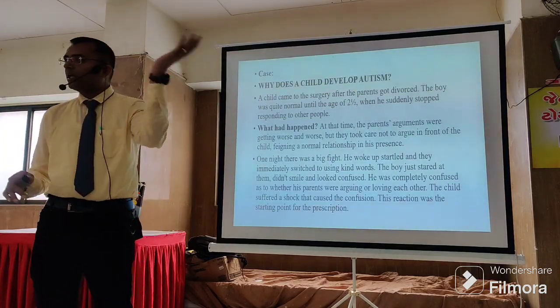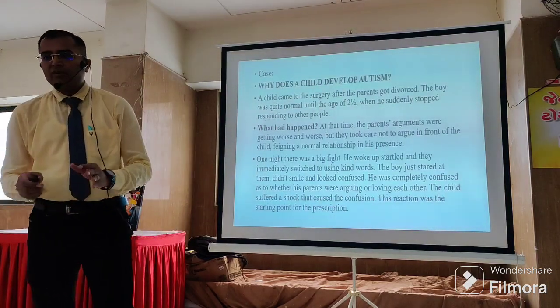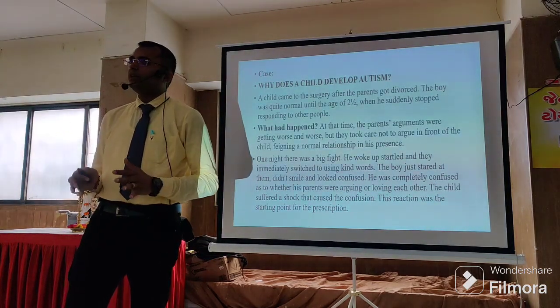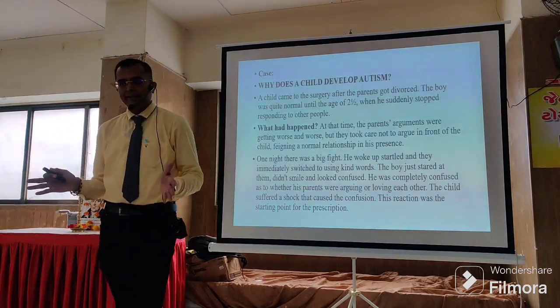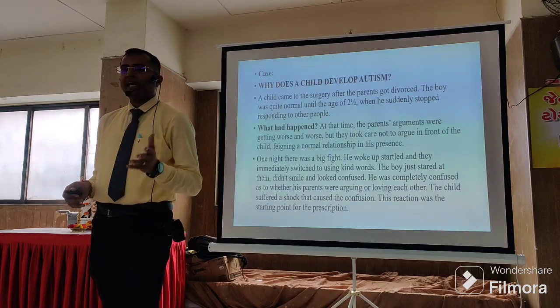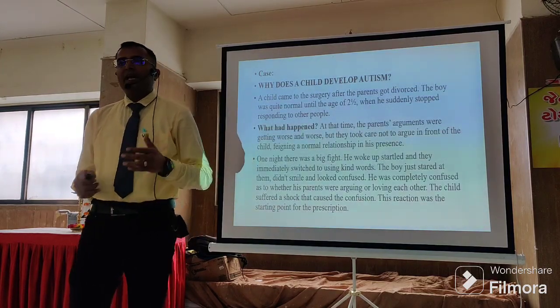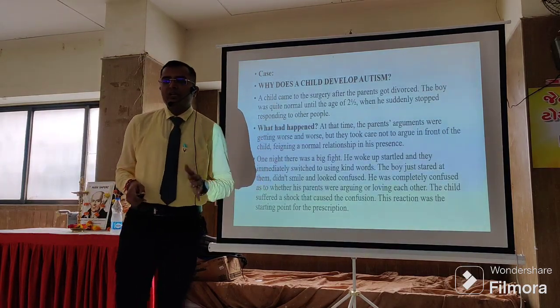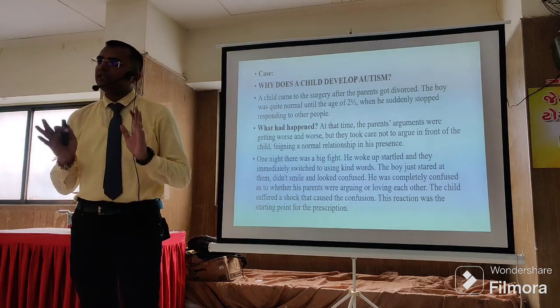So this is the development after birth. The child was absolutely normal until 2.5 years. Then he suddenly stopped responding to other people. So Sir asked what had happened. At that time the parents' arguments were getting worse and worse, but they took care to have no arguments in front of the child.